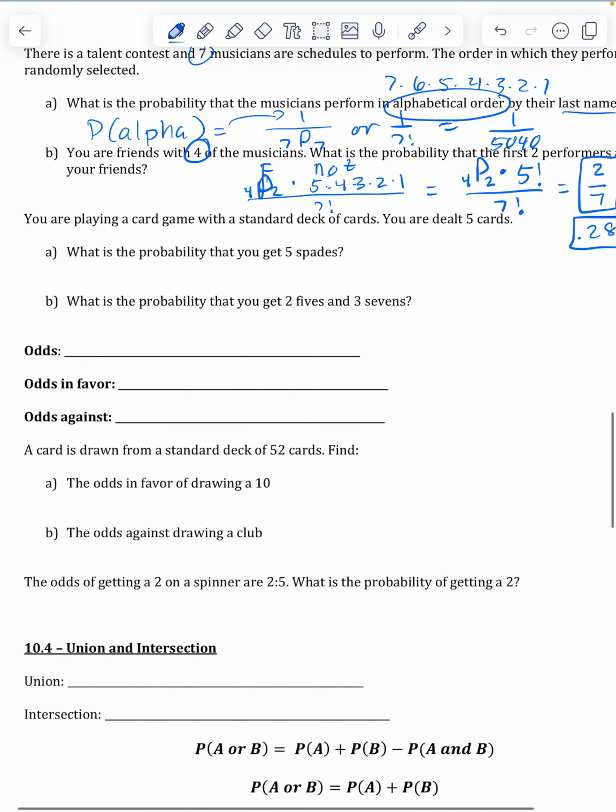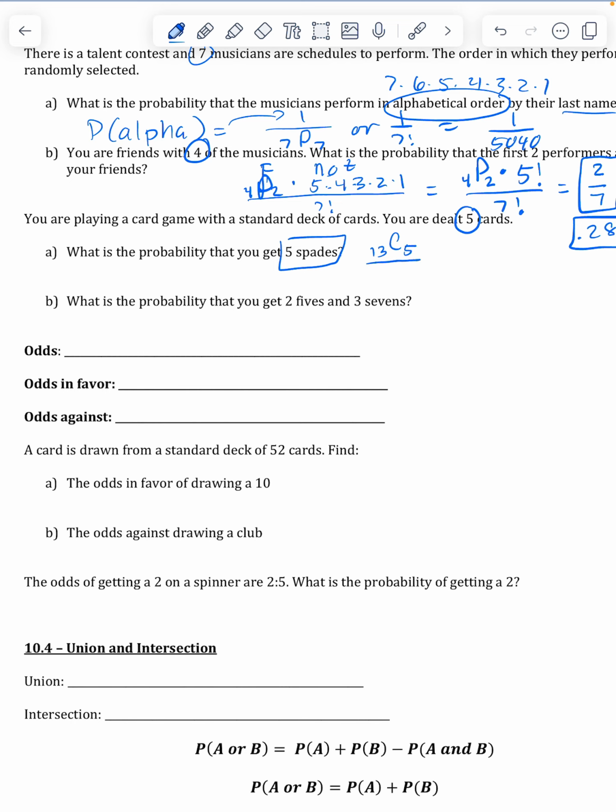Okay, you're playing a card game with a standard deck of cards. So you also have cards on that chart, and we can talk about that because you need to know a little bit about what they're talking about, like hearts and spades and so on. You're going to get dealt 5 cards. What's the probability that you get 5 spades? So spades are one of what we call the suits. And if you look on your chart and you count up the spades, you're going to have 13 of those. But from those 13, you're just choosing 5.